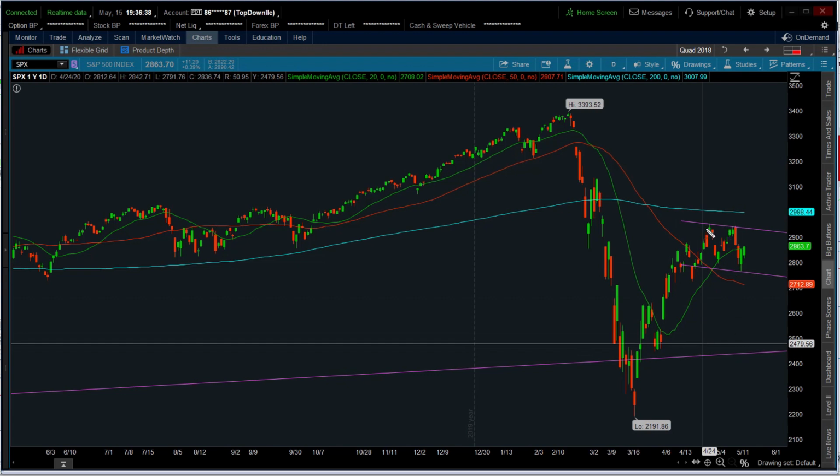So looking at the S&P, we could make the argument that the market is now in a minor downtrend. I say minor because it's very mild, obviously, but it is in a downtrend, in that this channel is pointing from upper left to lower right.